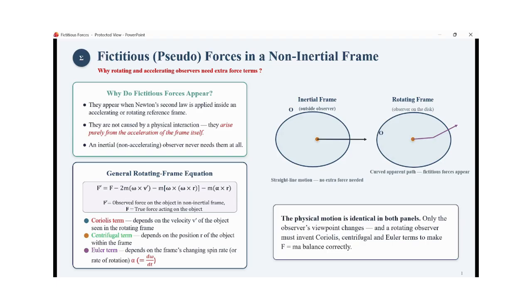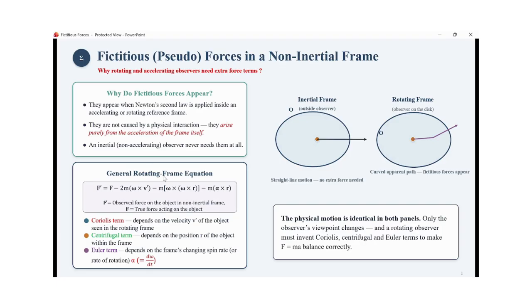These fictitious forces occur because the reference frame is itself accelerating. So the origin of these pseudo forces is the acceleration of the frame itself. Now, if we try to describe the same motion from an inertial frame, or a non-accelerating frame, then we do not need these forces at all. So these forces will be needed only if the motion is being observed from a non-inertial frame.